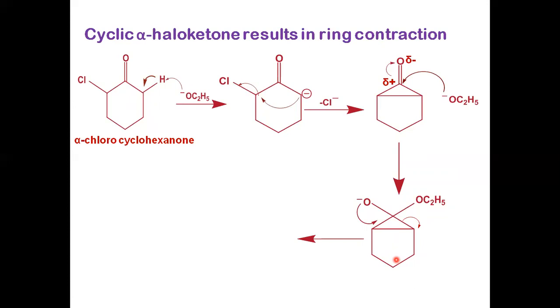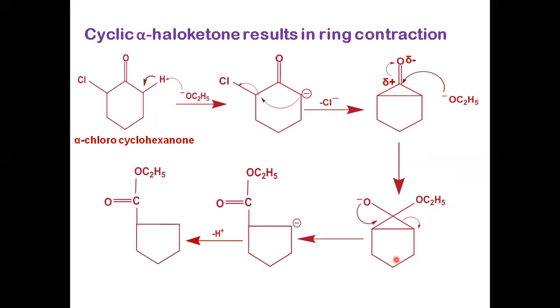And there is the formation of a 5-membered carbanion, and this carbanion, by hydrogen abstraction, is converted into the product ethyl cyclopentane carboxylate. Alpha chlorocyclohexanone is converted into ethyl cyclopentane carboxylate. It means cyclic alpha haloketone undergoes a ring contraction reaction to give one carbon smaller cyclic carboxylic acid derivative.